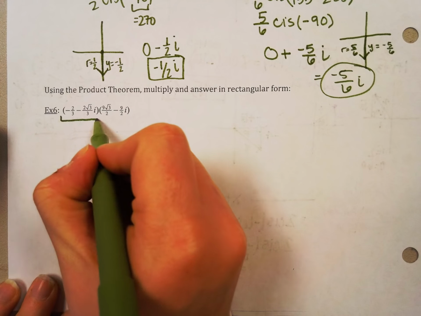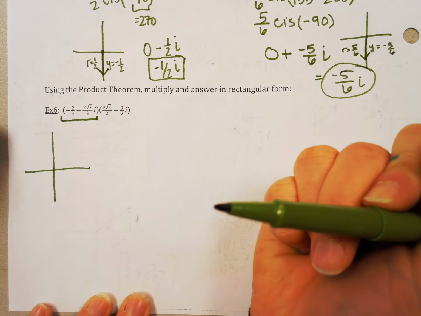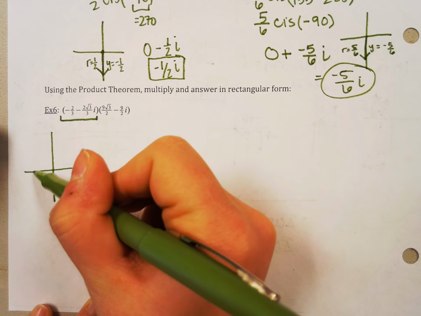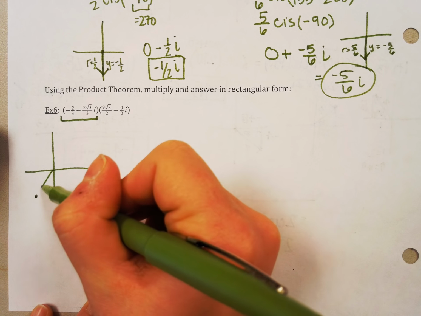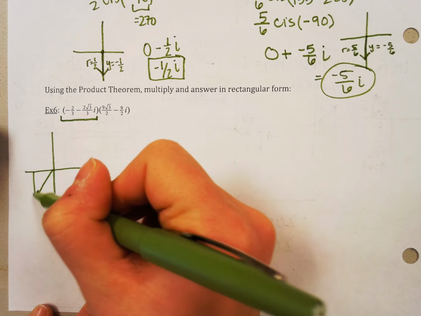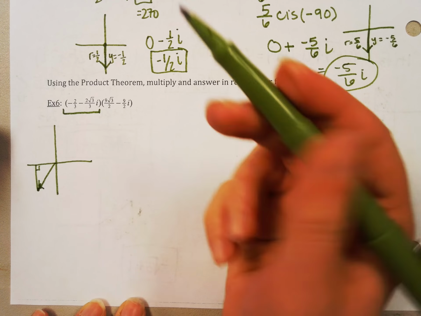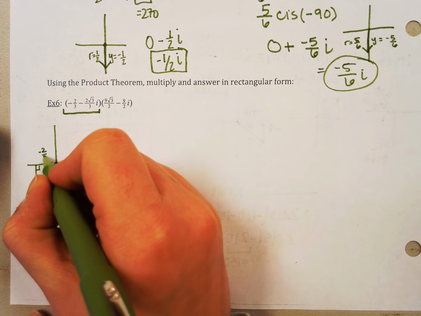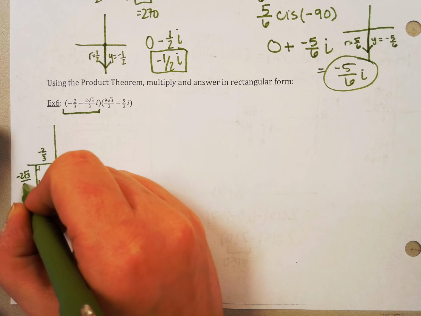So let's draw some pictures for our first part. Negative 2/3, negative 2 root 3 over 3 means that we're going to be in quadrant 3. I'm going to write out my real component, which is negative 2/3, and my imaginary component, which is negative 2 root 3 over 3.